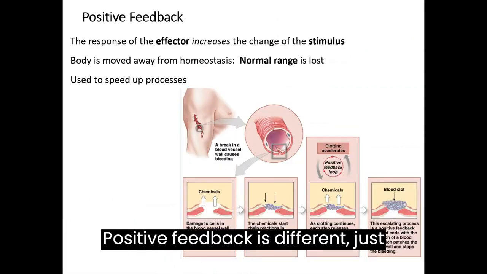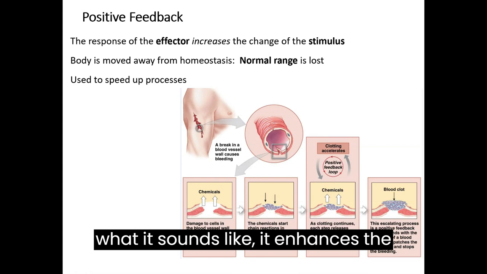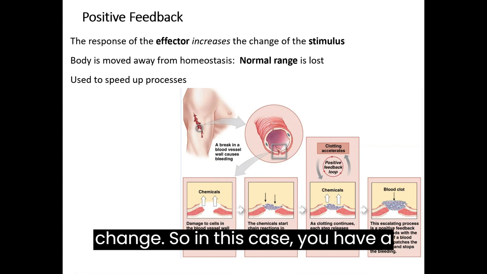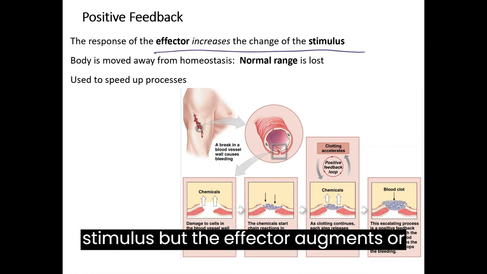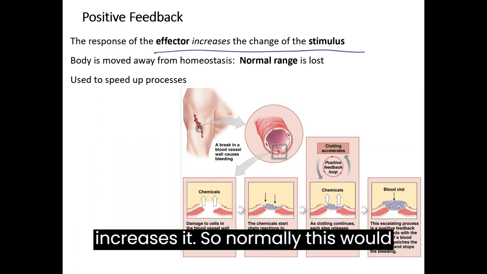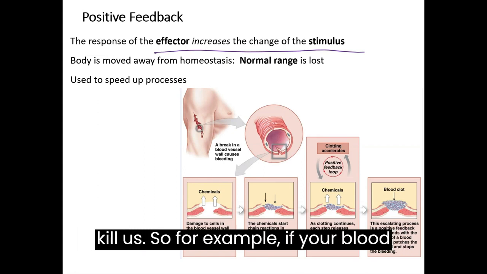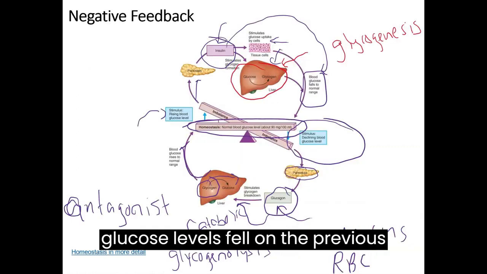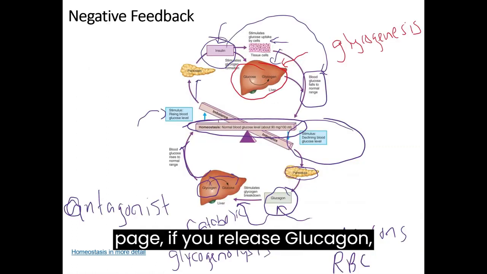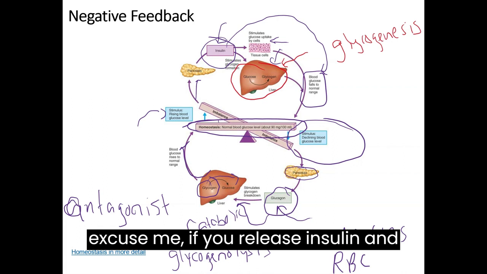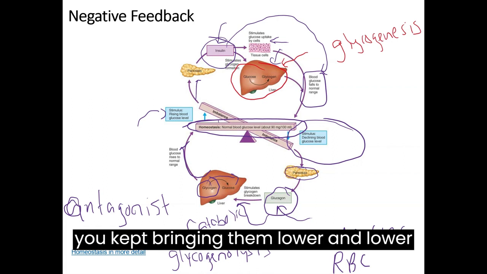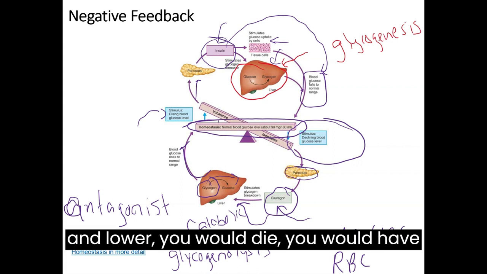Now, positive feedback is different. Just what it sounds like, it enhances the change. So in this case, you have a stimulus, but the effector augments or increases it. So normally this would kill us. For example, if your blood glucose levels fell on the previous page, and you released insulin and you kept bringing them lower and lower and lower, you would die. You would have a seizure.